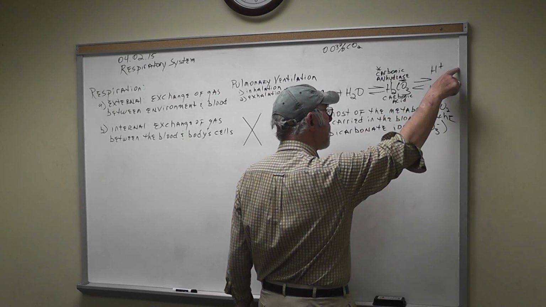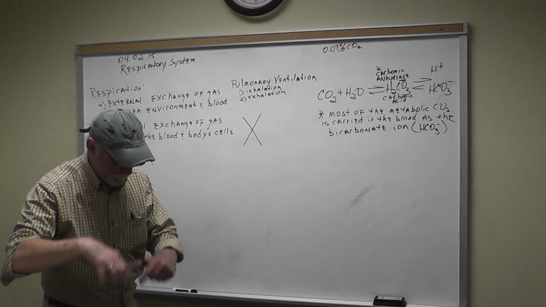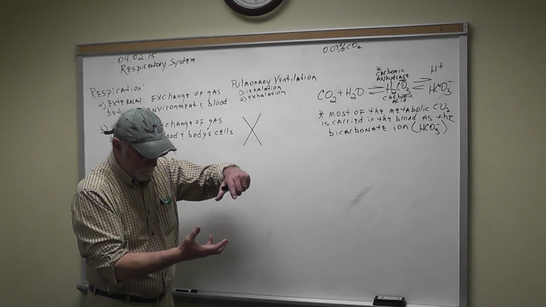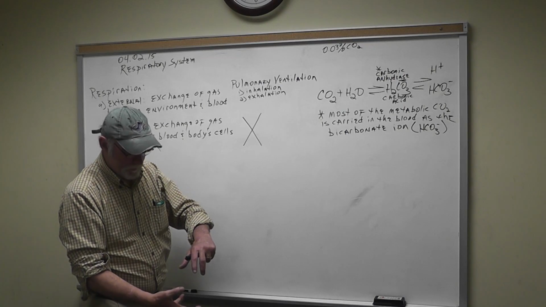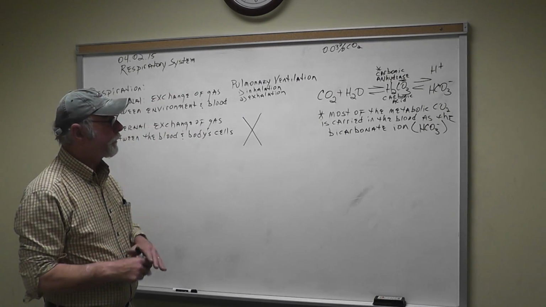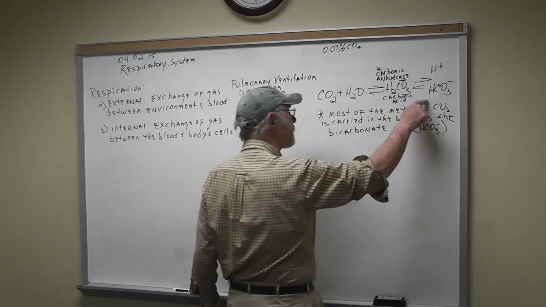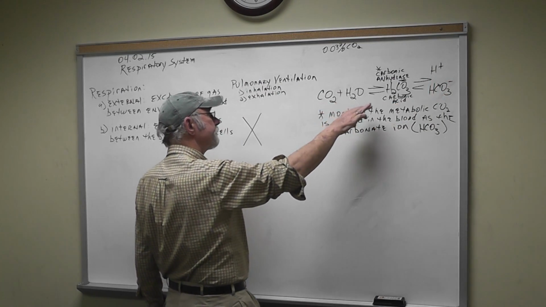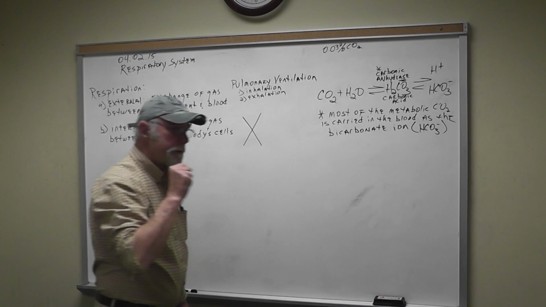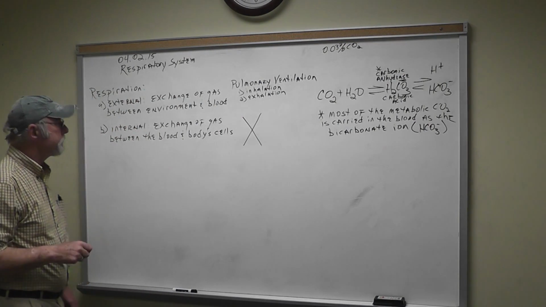And then when we get back to the lungs, when the blood comes back into the right side of the heart, right atria, right ventricle, pumped through the pulmonary artery into the lungs, because there's a high concentration of this, the reaction proceeds in this direction, the CO2 comes out, and then we breathe it out, okay?